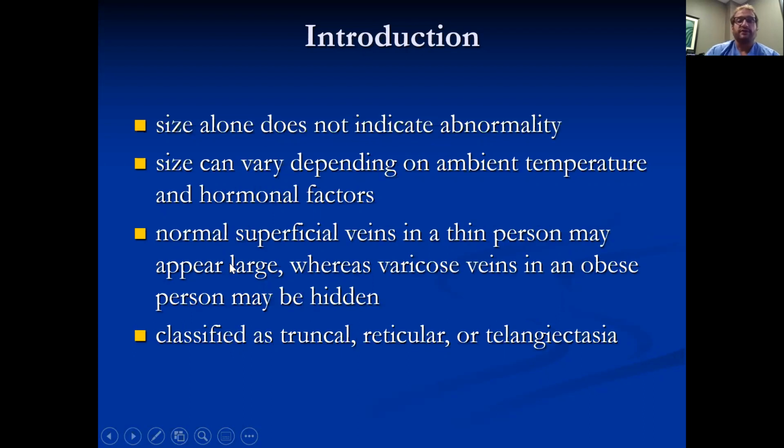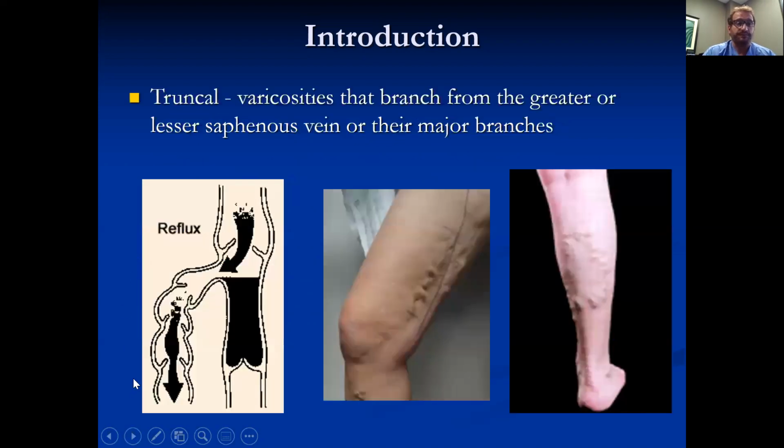So when we look at the varicose veins themselves, the size alone doesn't indicate how bad the underlying insufficiency is. The size can depend a little bit on the ambient temperature, hormonal factors in terms of timing in pregnancy or during the normal menstrual cycle. And in some very thin patients, you'll see normal veins that look somewhat varicose. And on the other end of the spectrum, we see our obese patients where they have tremendous venous insufficiency leading to even lymphedema when it's been there long term.